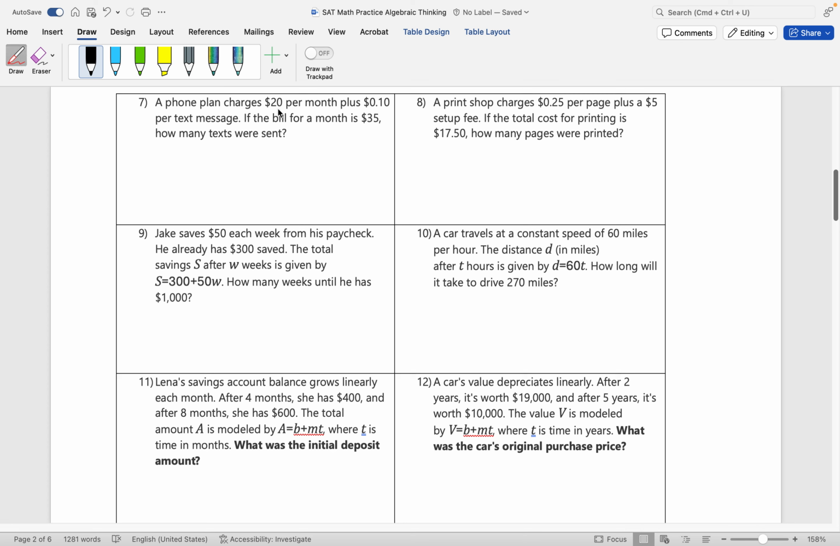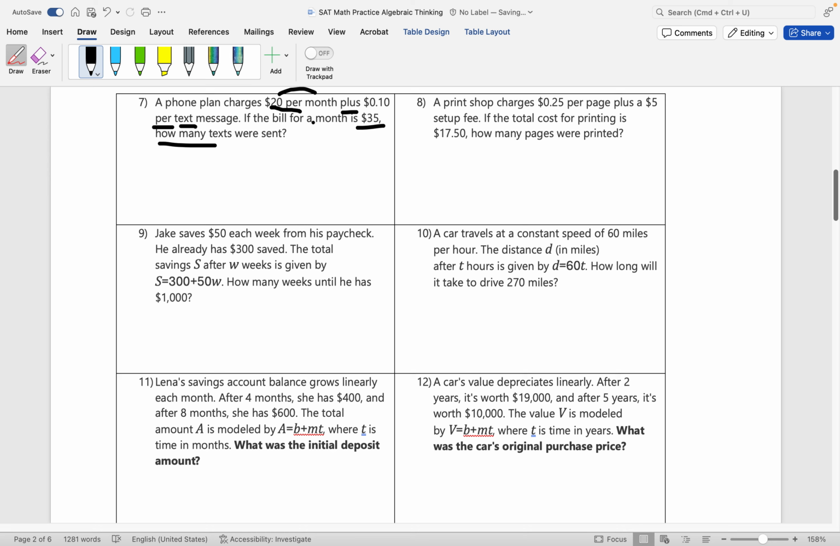$20 per month, so let's underline that. Remember, per means multiplication, so 20 multiplied by the month, plus, that's your addition sign, 10 cents, 0.10 per text message. Okay, so it's a plus and another multiplication, 10 cents multiplied by the number of text messages. If the bill for a month is $35, how many text messages were sent? Okay, so this is the question.